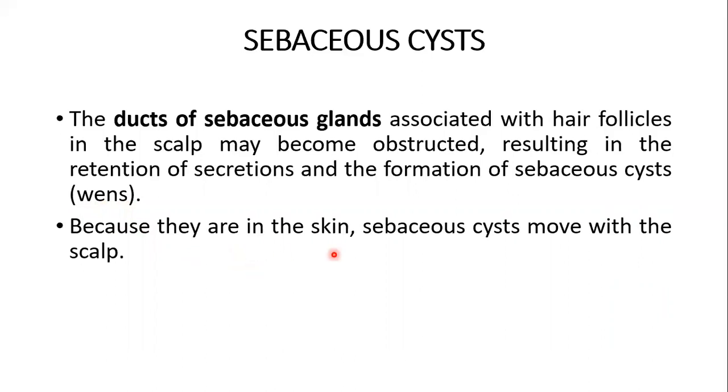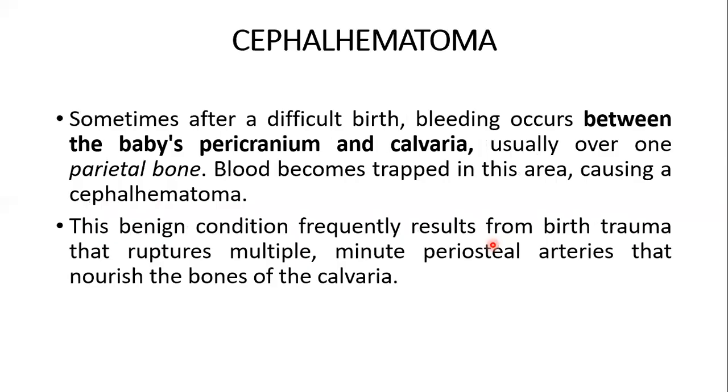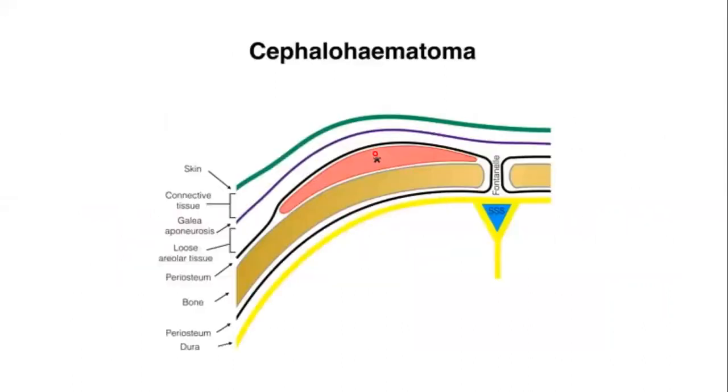Because they are in the skin, sebaceous cysts move with the scalp. What is a cephalohematoma? You see, this is the cephalohematoma. If a child is being delivered by spontaneous vaginal delivery, there can be a local injury, and what happens here? There's a blood collection.